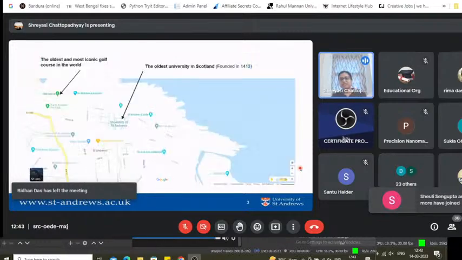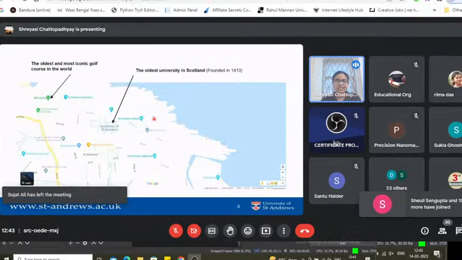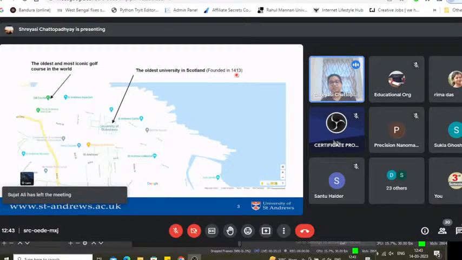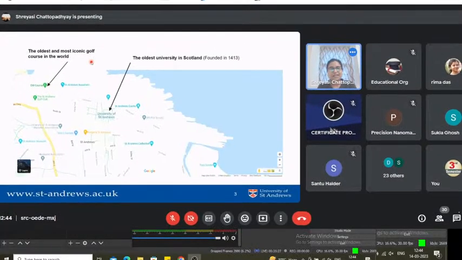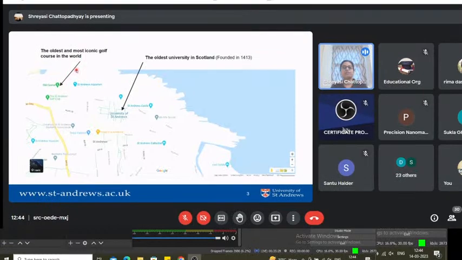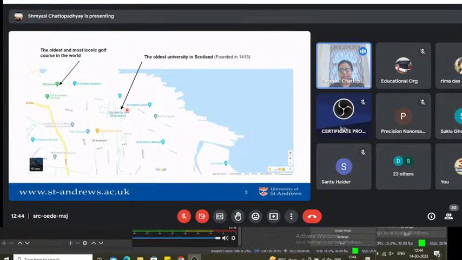Now, coming more in detail to the university, St. Andrews is a very old university. It's more than 600 years old and is the oldest university in Scotland. And another iconic place is the golf course, because Scotland is famous for golf. And the golf course here, which is called Old Course, is the oldest golf course in the world. So you can imagine how important this golf course is for the golfers. So this is really nice to be here to explore all these things.